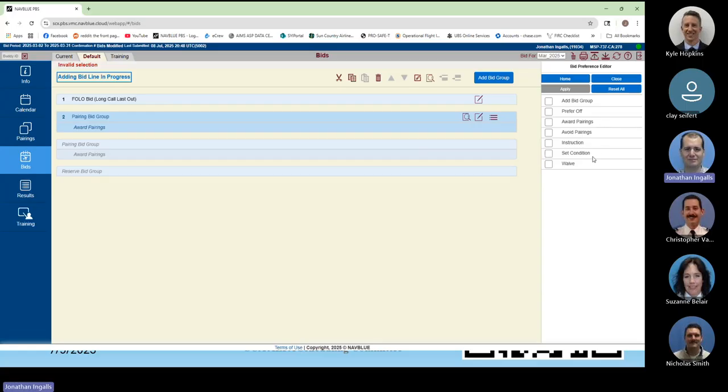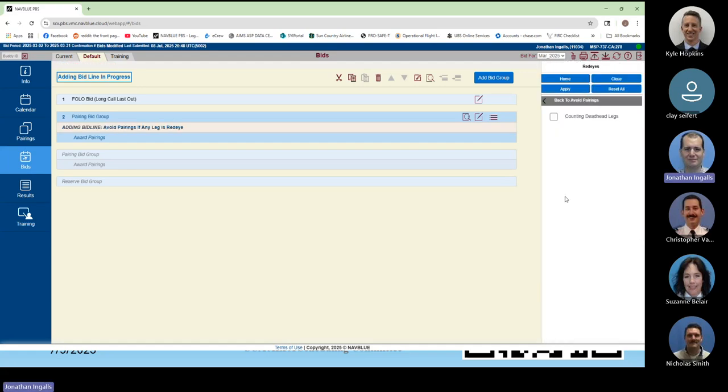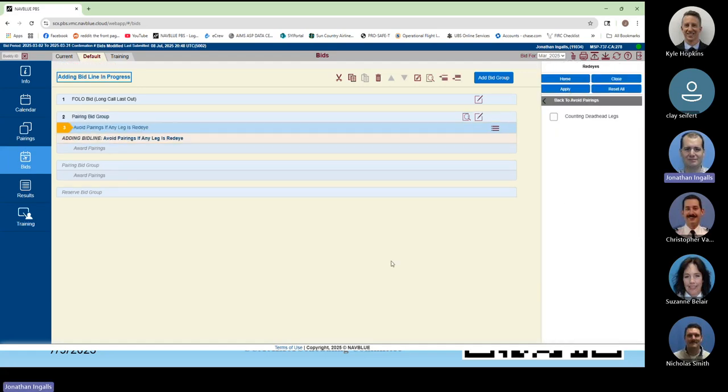First thing we want to do is tell it what we do not want to do. What do we all hate? What kind of flying does everyone not like? Give me something. Red eyes. That is universally the first thing everyone says. All right, so we're going to click avoid pairings, and let's hit red eye, and let's hit apply.